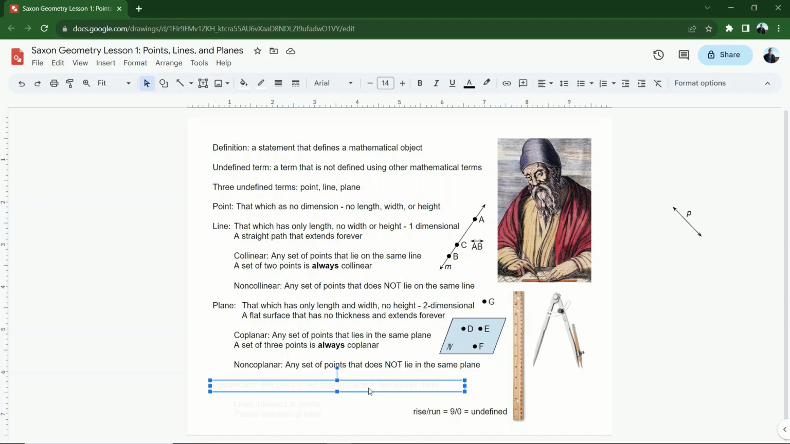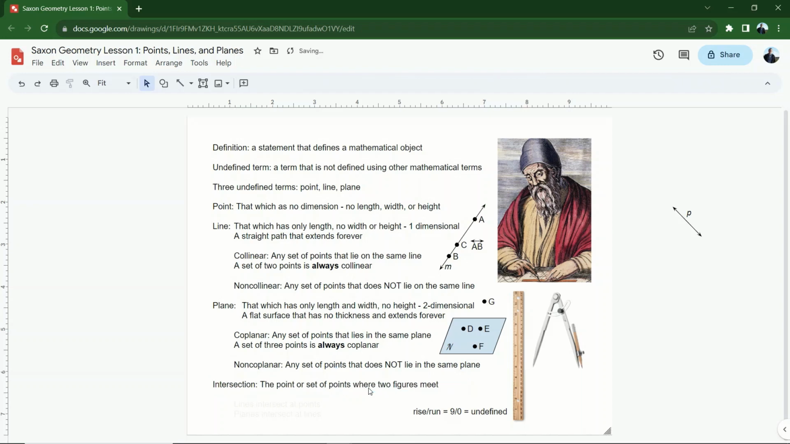All right, one more term. An intersection is where we have 2 figures that meet. Could be 2 lines, could be 2 planes, could be a line and a plane. An intersection, though, is a point or a set of points where 2 figures meet one another.